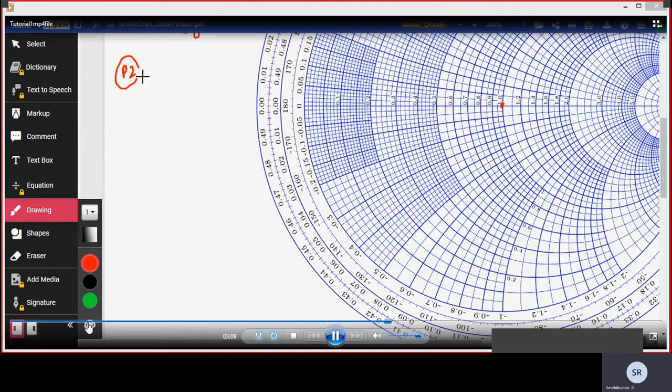What about load impedance number 2? Is it equal to 50 minus j100? Is it not equal to 50 ohms? Find the normalized impedance. Once that is done, you will get 1 minus j2.